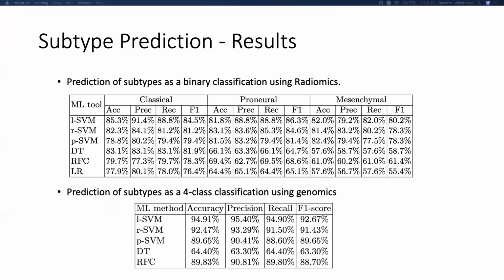The subtype prediction with genomics was executed as a generalized method for predicting any of the four subtypes. However, since the neural subtype no longer exists, this method might require slight changes in the current exploration. Thus, the linear SVM gave the highest accuracy of 94.91 with the four-fold cross-validation.